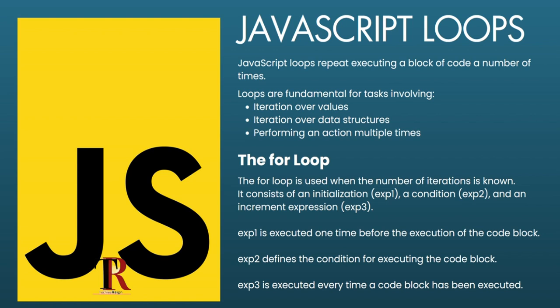Expression one is executed one time before the execution of the code block. Expression two defines the condition for executing the code block, and expression three is executed every time the code block has been executed.